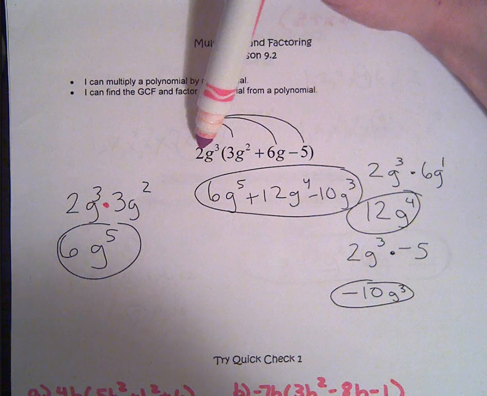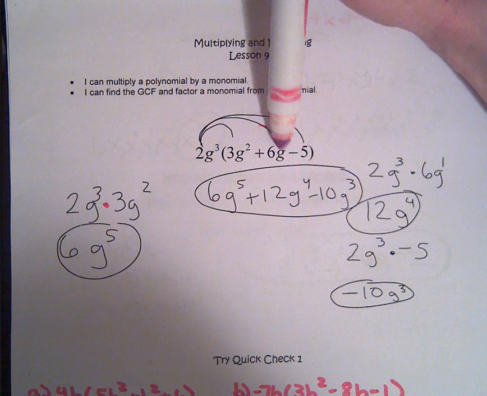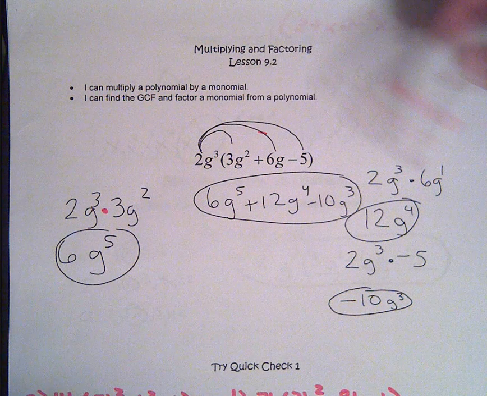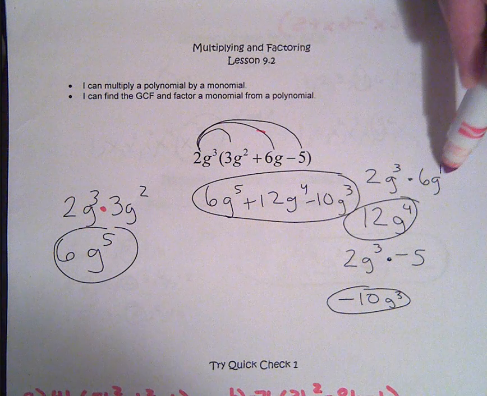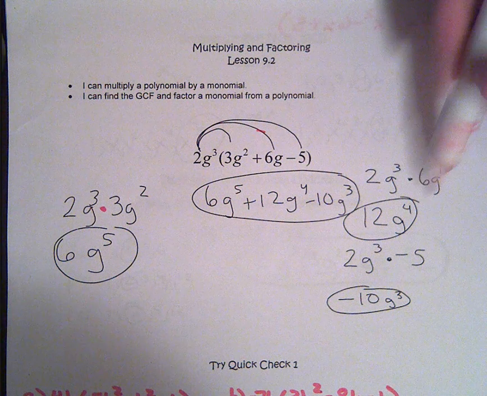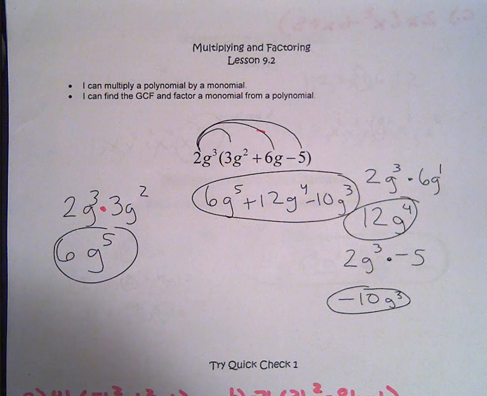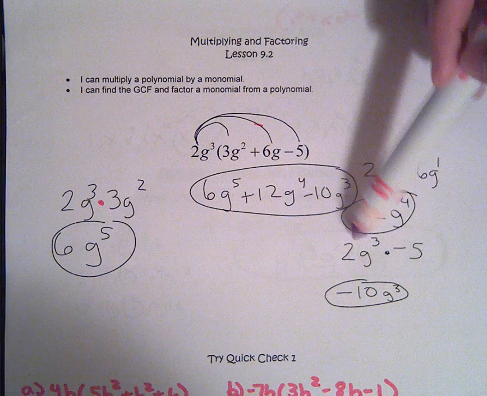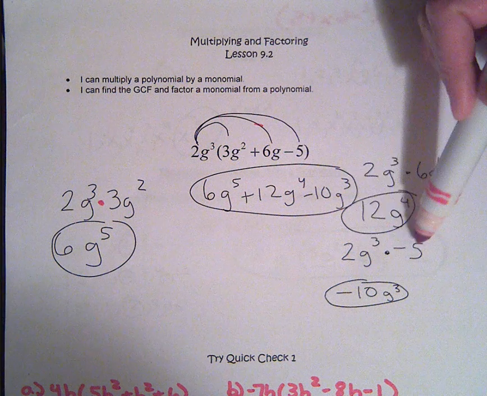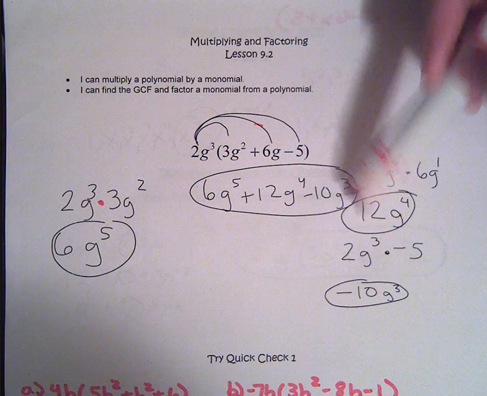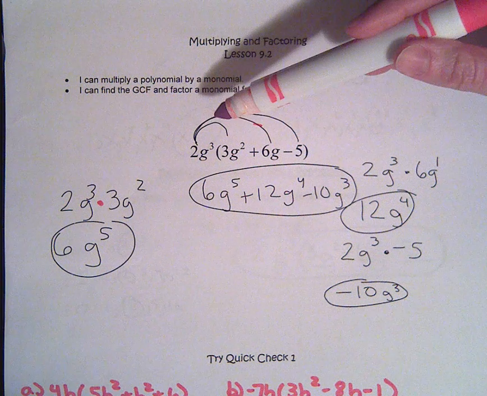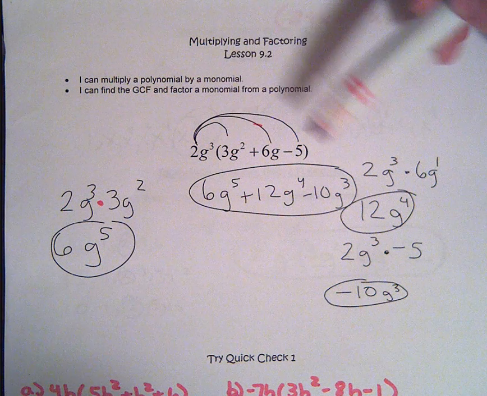Now I'm going to distribute 2g to the third times 6g, which I did over here. And so remember, 6g to the first. So 2 times 6 is 12, 3 plus 1 is 4. So that's where I got the 12g to the fourth. The last one is 2g to the third times negative 5. So 2 times negative 5 is negative 10, and that's g to the third. So what we did here is we multiplied a polynomial by a monomial. So that's how we do our first step.